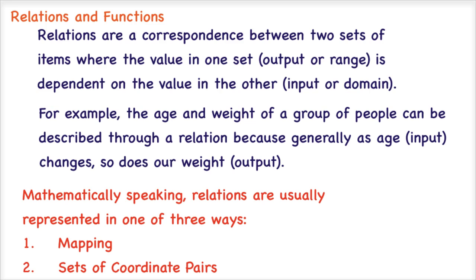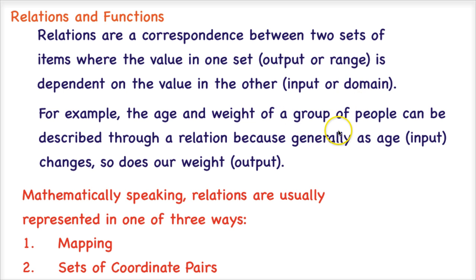So relations are a correspondence between two sets, where the value of one set is dependent on the value of another. So we're going to have an output, or range, which is what we're going to refer to one set as, and then the other set will be the input, or the domain. So what we plug in for our input is going to affect what our output is. So the items in the domain are going to impact what the items in the range are.